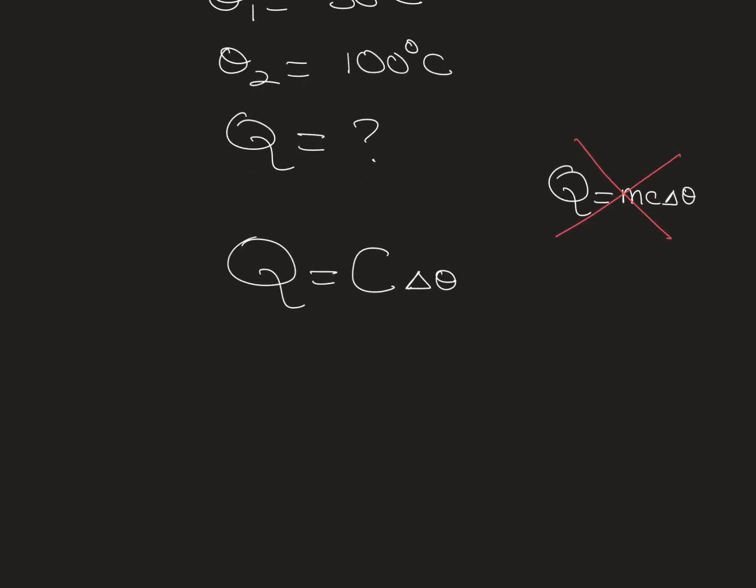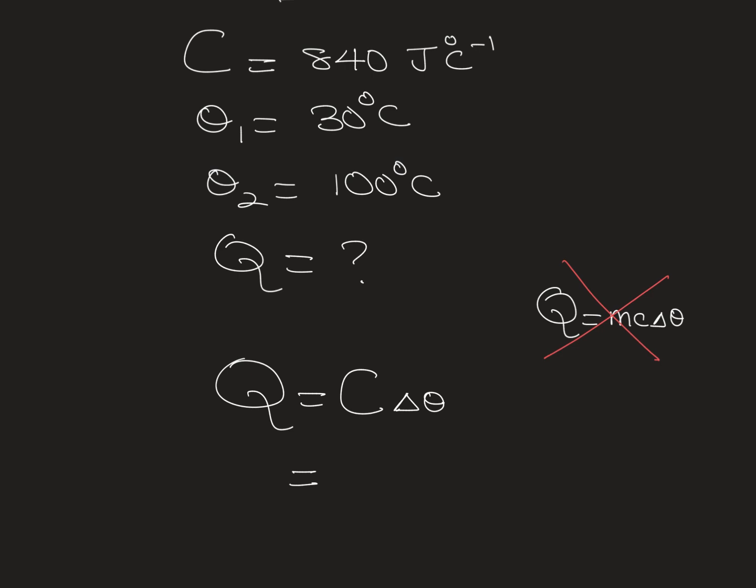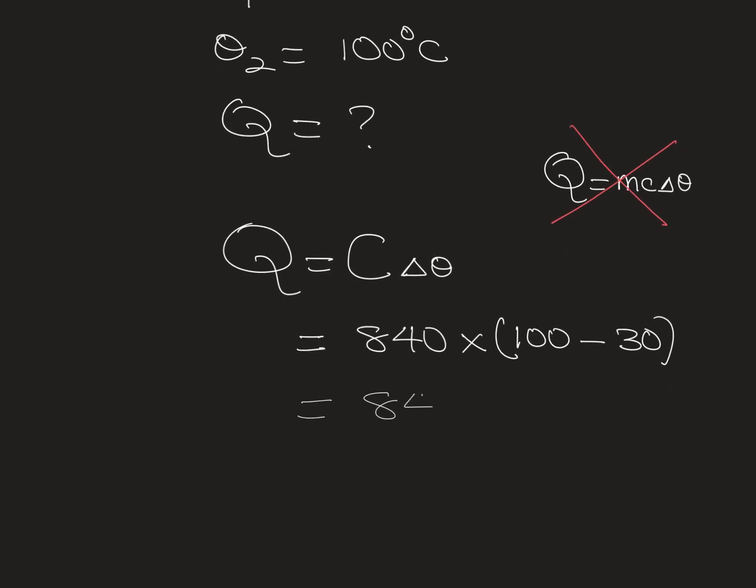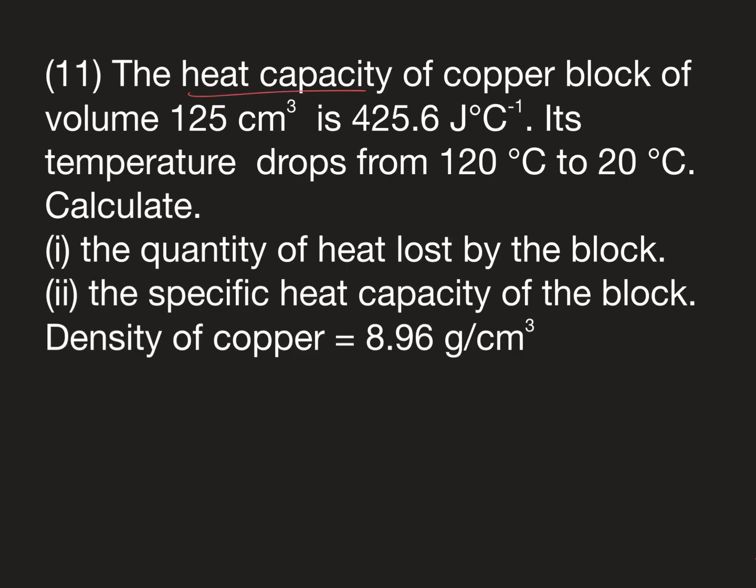So moving on, the heat capacity is 840 joules per degrees Celsius, multiplied by the change in temperature, which will be theta 2 minus theta 1, that is 100 minus 30. So that is 840 multiplied by 70. 840 multiplied by 70 is 58,800 joules.